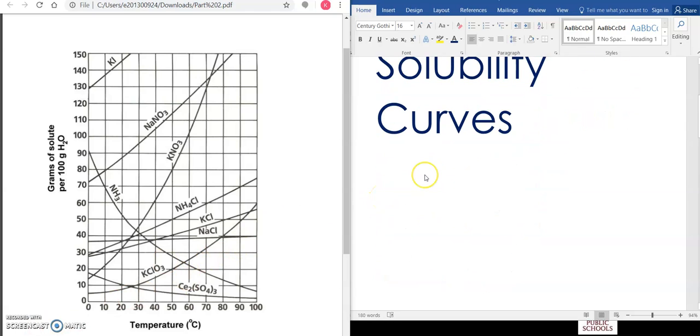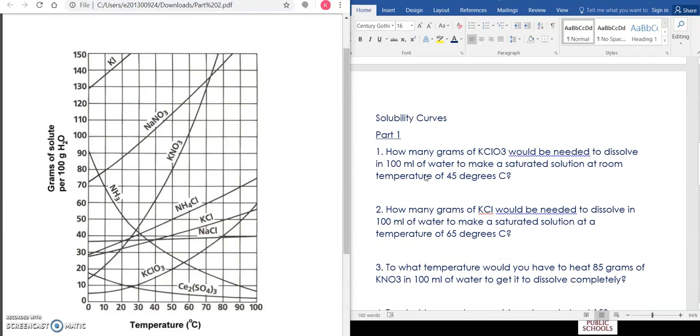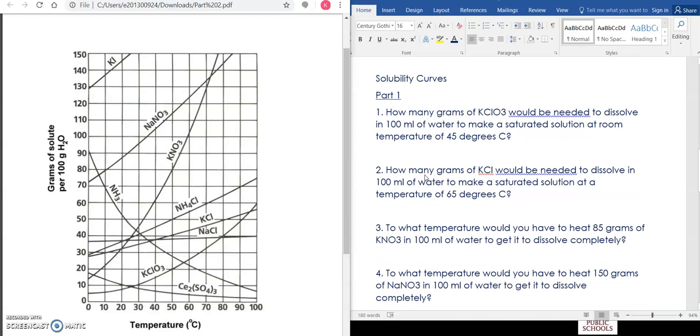You should have copied down the questions from eClass, but if you did not, I would like for you to pause the video right now and write down these 4 questions. So for part 1, we're going to use this graph that you see on the left. And it says how many grams of KClO3 would be needed to dissolve in 100 milliliters of water to make a saturated solution at room temperature.